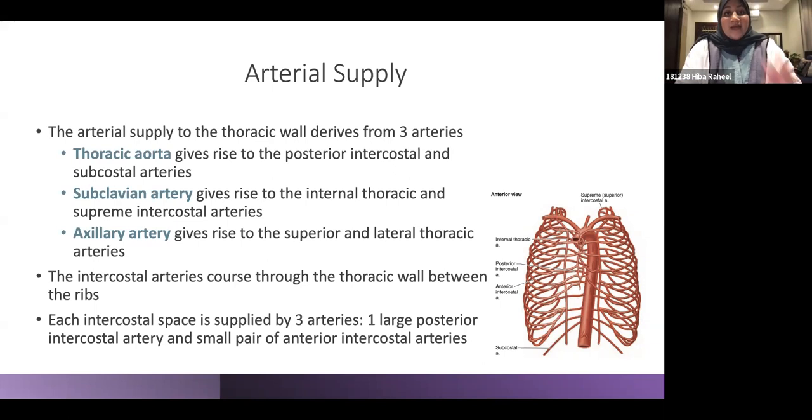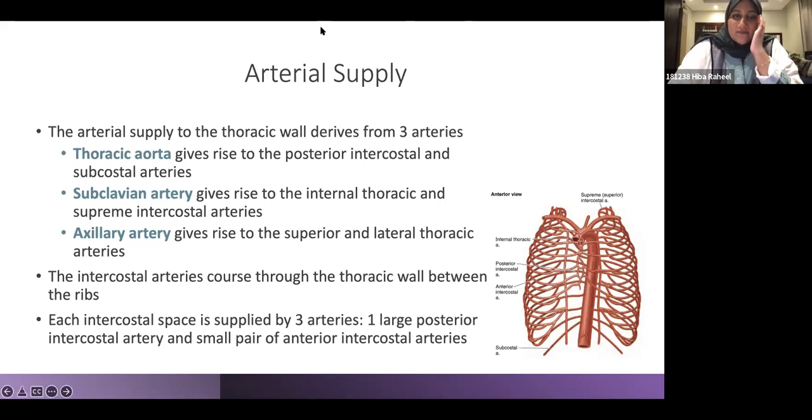And each intercostal space is supplied by three arteries. Remember how we said that we have a posterior intercostal, an internal intercostal, then a lateral intercostal. So each intercostal space, each space between two ribs, has three arteries. We have one big posterior intercostal artery and two small anterior intercostal arteries. Think of it this way. The thoracic aorta is a very, very big and wide blood vessel, so it gives rise to the posterior intercostal artery, which is large. There's only space for one large posterior intercostal artery. The anterior intercostal arteries are smaller, and they're only two, and they come from the subclavian artery.